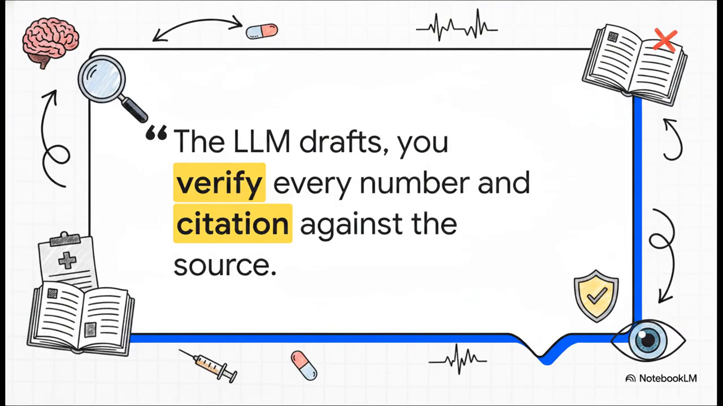But, and this is a massive, absolutely critical but, here is the golden rule you have to follow. The LLM drafts, you verify every number and citation against the source. The LLM is just a research assistant. It is not a source of absolute truth. We all know that AI can hallucinate. But in clinical medicine, a hallucinated number isn't just a software bug. It could result in real physical harm. Rigorous manual verification of the LLM's output against the original medical paper is absolutely non-negotiable.